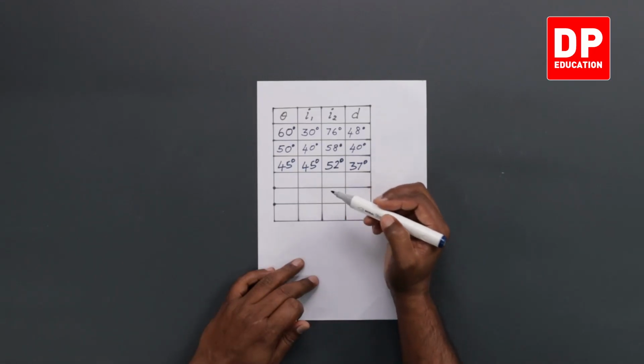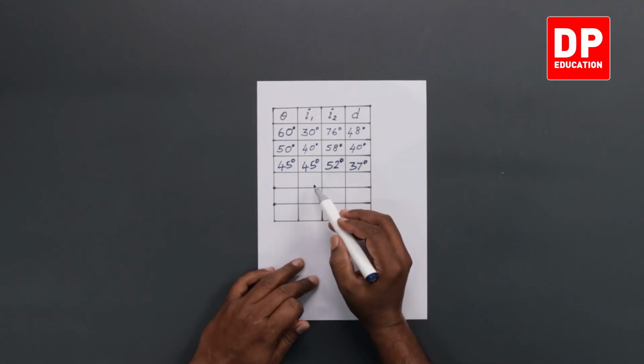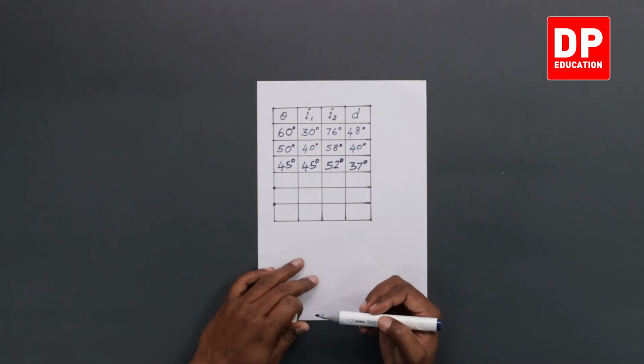So for an I1 of 40 and 45 we have done. Let us increase it by another 5. Let us make it 50 degrees and see how I2 and D are going to be. So we have done the experiment for I1 of 30, 40 and 45. Next we have to do 50.